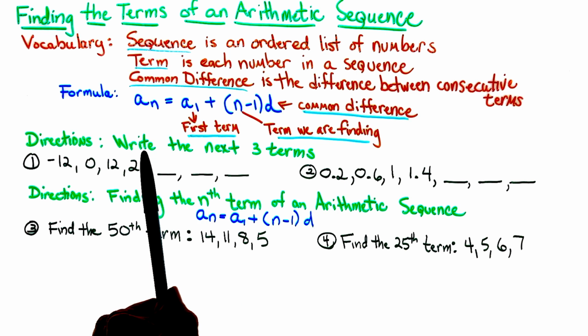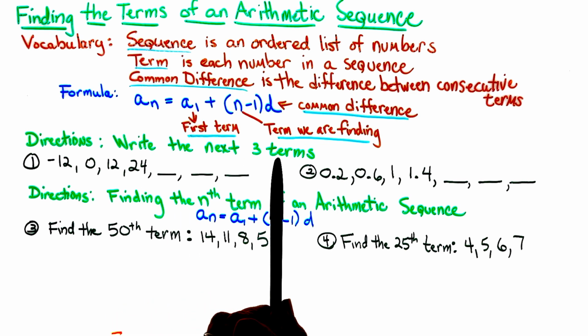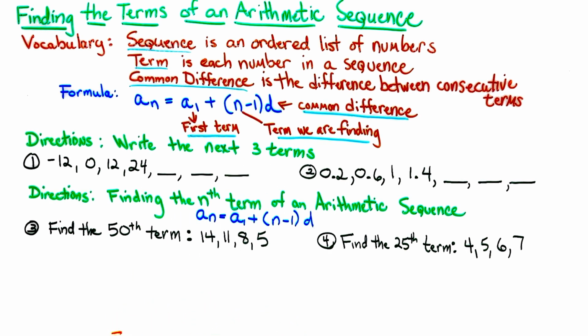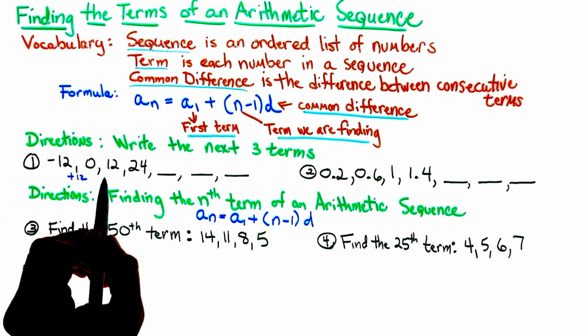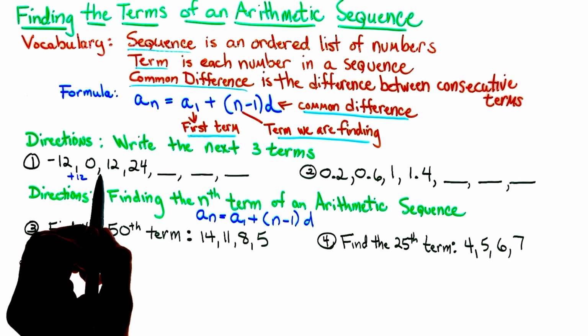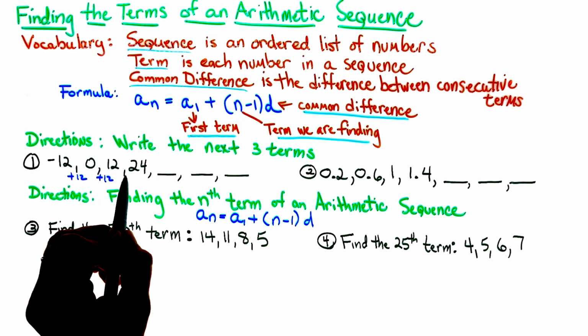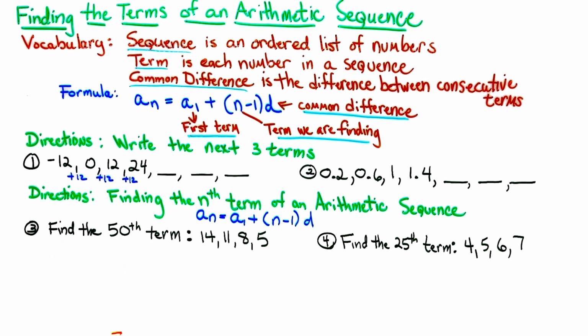If we're asked to write just the next three terms, all we have to do is find the common difference between the terms. So this is a -12 and a 0. Oh, well, that's plus 12. And so here I see this next one is a plus 12. Each one of these are 12 apart.